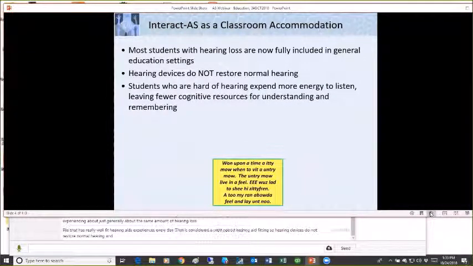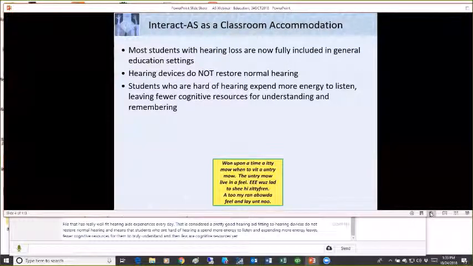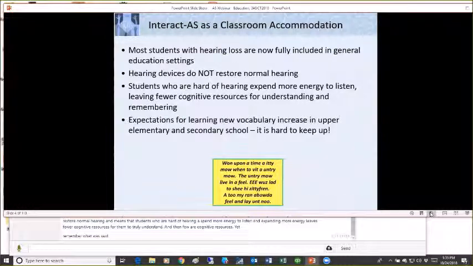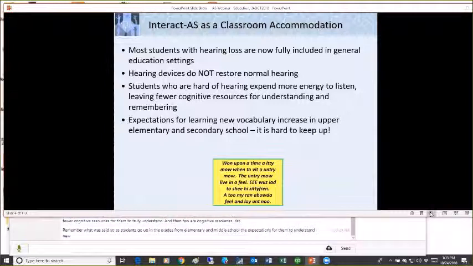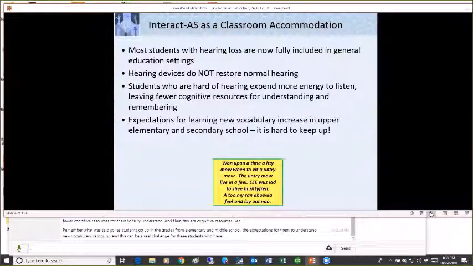And that means that students who are hard of hearing expend more energy to listen. And expending more energy leaves fewer cognitive resources for them to truly understand, and then fewer cognitive resources yet to remember what was said. So as students go up in the grades from elementary into middle school, the expectations for them to understand new vocabulary ramps up. And this can be a real challenge for these students who have a listening gap.